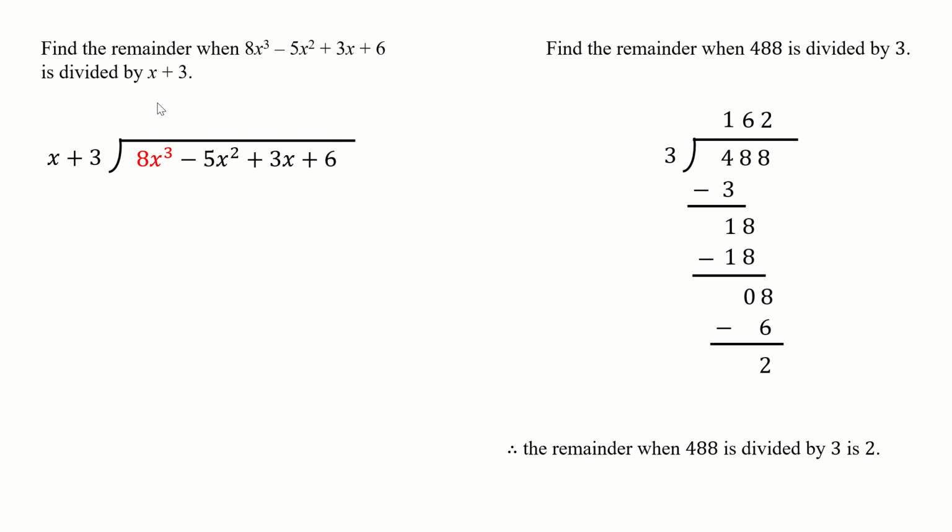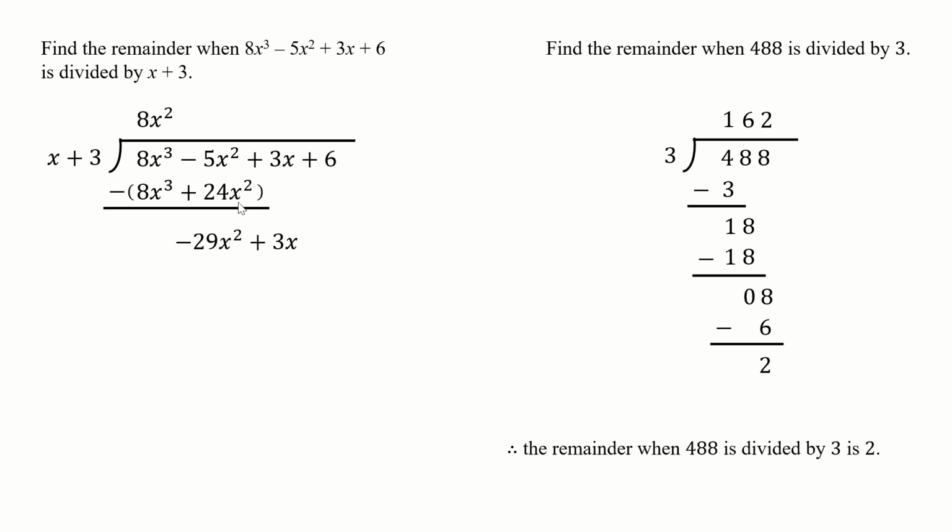So I ask myself, what do I put here so that when I multiply this algebraic term, now it's an algebraic term, no longer numbers, by x plus 3, I can get rid of this ax cubed? I put ax squared, because when ax squared is multiplied by x plus 3, I get ax cubed plus 24x squared. Just like the case for numbers, I take the difference. Once I take the difference, I get rid of ax cubed, and I'm left with negative 29x squared plus 3x.